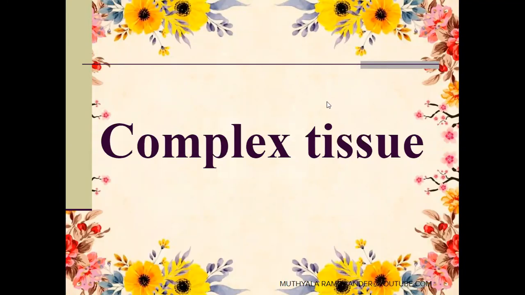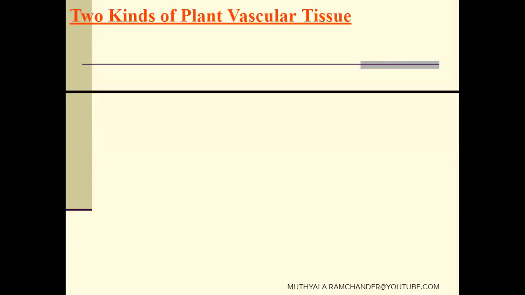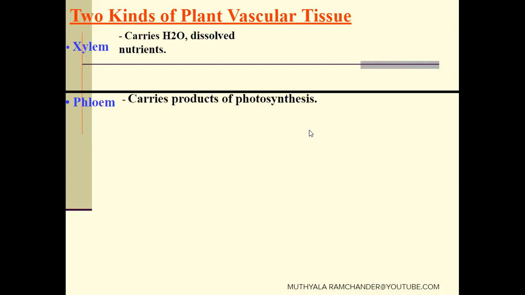Complex tissue in plants. Complex tissues are present in the plant body as vascular tissue. There are two kinds of plant vascular tissues that belong to complex tissues. They are xylem and phloem.